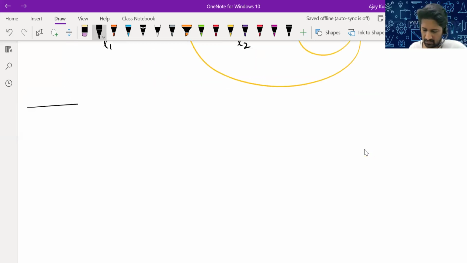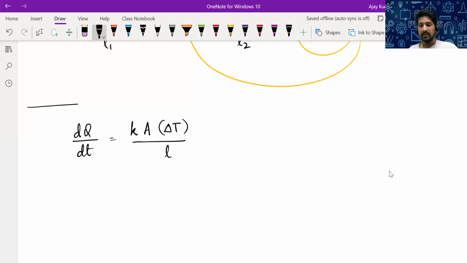Now see, at steady state, we know that heat current dQ by dt is equal to K A delta T, the temperature difference between the 2 points, divided by the length. Heat flows from one point to another whenever there is a temperature difference. And from this equation itself you can tell, greater the temperature difference, greater will be the heat current. So temperature difference drives heat current, and heat current is proportional to temperature difference, provided K, A and L are constant.